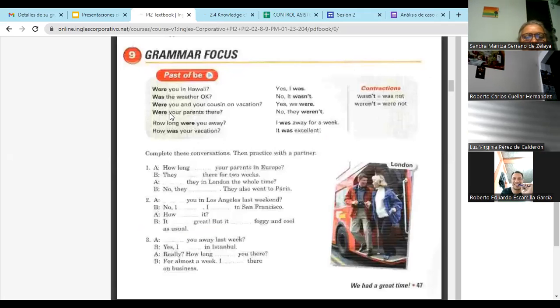Luego, were you and your cousin on vacation? Okay, en este caso está hablando de estar en algún lugar. Yes, we were. Were your parents there? No, they weren't. Y tenemos ahí the contractions for the negative forms. Also, we can use the verb to be with double H words. For example, how long were you away? I was away for a week. How was your vacation? It was excellent. Or it was great. It was boring. Muy bien.